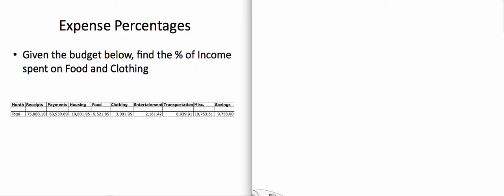So with this first example, these expense percentages, over here on the left is an example of a total ending budget. Our total receipts, total money paid out, and then it breaks it down into each category, very similar to what we had in section 5. Right now we're trying to find the percent of income spent on food and clothing. So we're going to start here with food first.